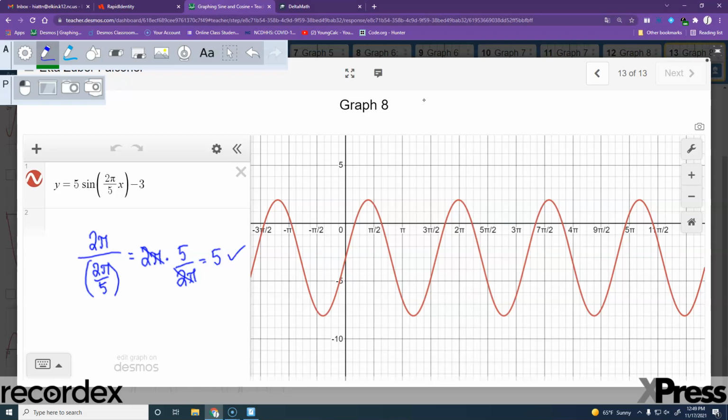As Mia was asking, what you can do there, especially on this one, because it's not so easy to just off the top of your head come up with 2 pi over 5: you can do 2 pi divided by b has to equal 5. If you put that 5 over 1, you can cross multiply. 5b equals 2 pi, and you can divide both sides by 5, which will give you that 2 pi over 5.